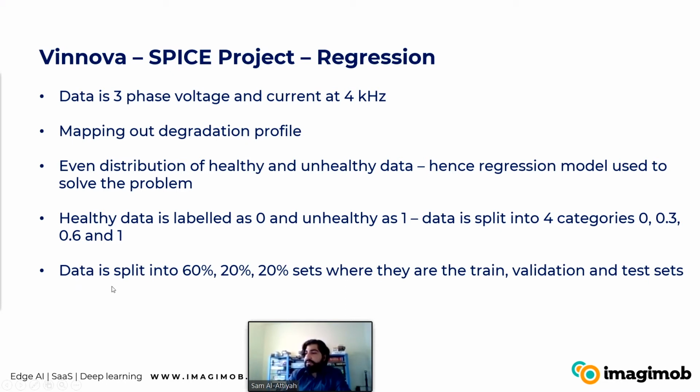And then in terms of this specific data set, we split it up into 60, 20, 20. So we use 60% of the data to actually train the model, and then we use 20% to perform the validation and tuning. And finally, the last 20% is data that the model hasn't seen before.